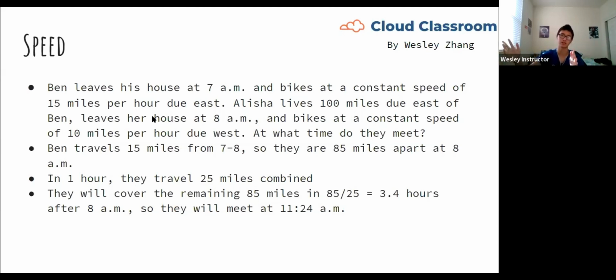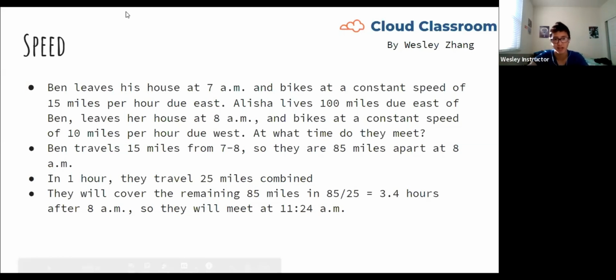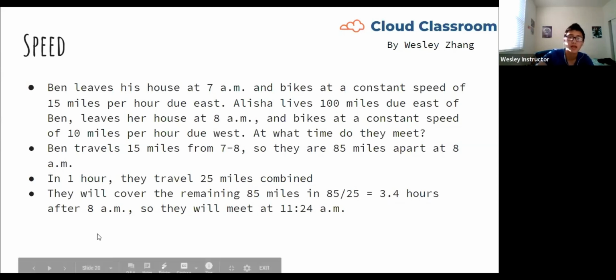Because as long as they're traveling a distance, we just count it. So Ben travels 15 miles here, and then she travels 10 miles here. We combine it, that's still 25 miles. And we just solve for when they actually meet, because then the distance will be 0. Because they will have covered all of the 85 miles after 8 a.m. So in 1 hour, they travel 25 miles combined. So they will cover the remaining 85 miles, and 85 divided by 25 equals 3.4 hours after 8 a.m. So they will meet at 11:24 a.m.